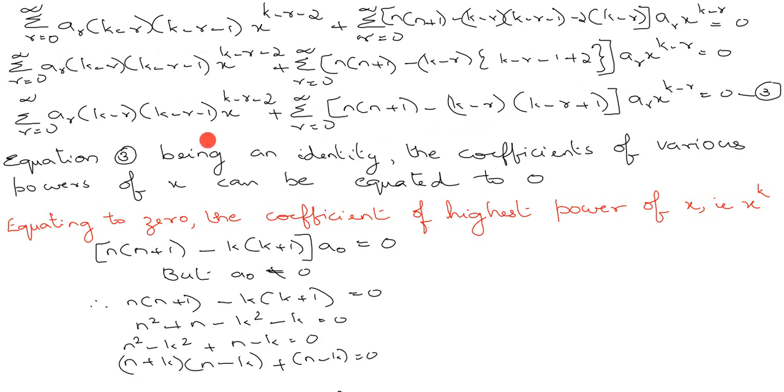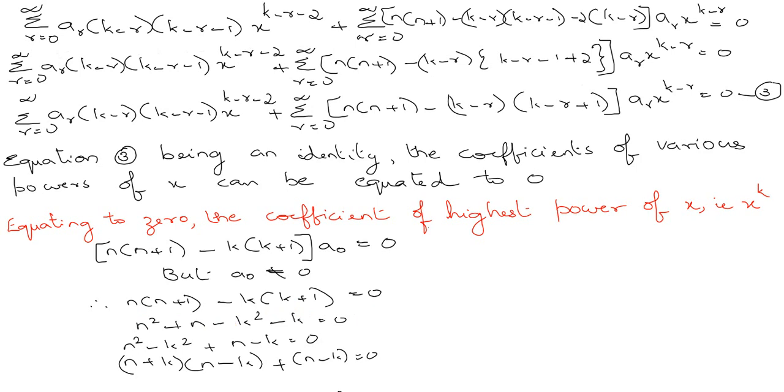From the first term we can't get x raised to k. From the second term alone we will be getting that, and in order to get that we need to put r is equal to 0. So putting r is equal to 0, we can write the coefficient as n into (n plus 1 minus k) into (k plus 1) into a0 is equal to 0. The whole thing into a0 is equal to 0, but we know that a0 is not equal to 0. So n(n plus 1) minus k(k plus 1) should be equal to 0.